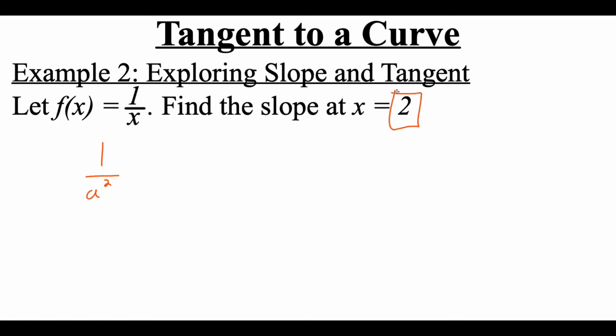So if we want to find the slope at an x value of 2, I'm just going to plug 2 in here. So we get negative 1 over 2 squared. So the slope at an x value of 2 ends up being negative 1/4.